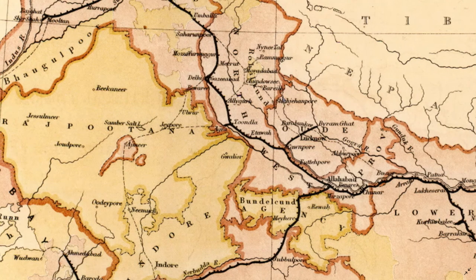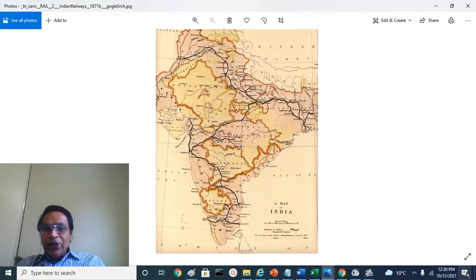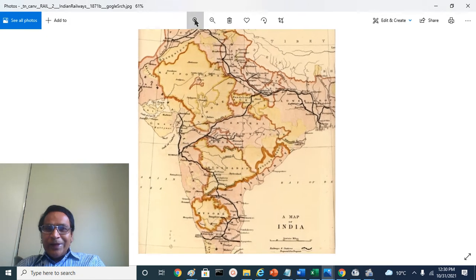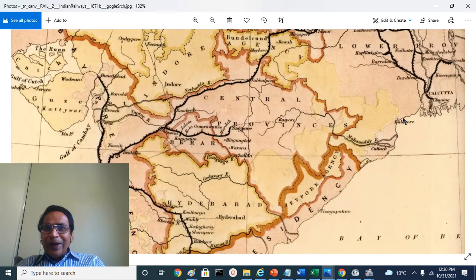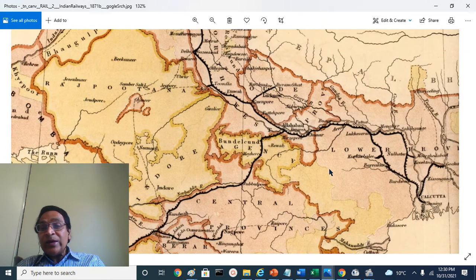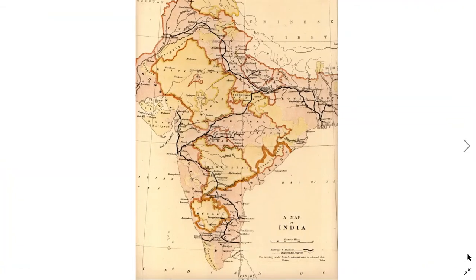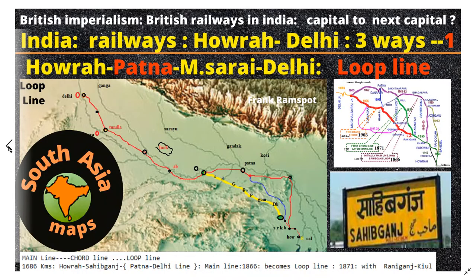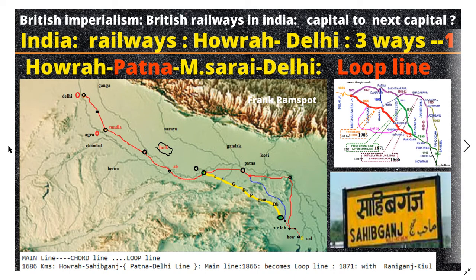That is 1871. In 1871, remember, the other line was also built, that is the Kiul Line, and we will look at that line in detail next, what are the stations and so on. So that is in brief about the Sahib Ganj Loop line, Sahib Ganj railway line.